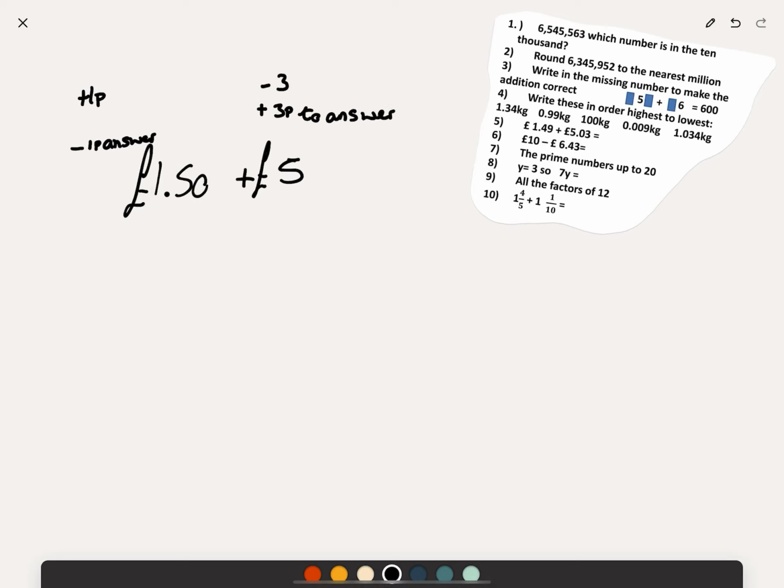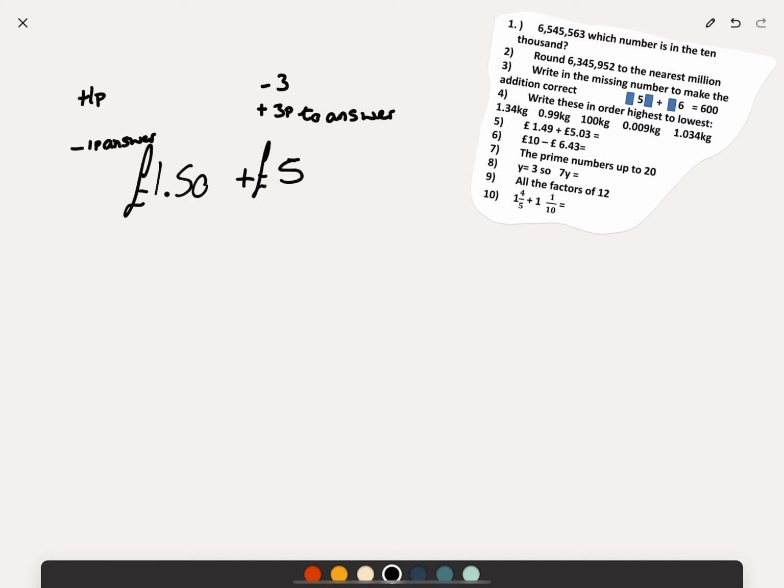So instead of £1.49, we're going to do £1.50, which means I've added 1p, which means I need to subtract 1p from the answer. Okay, and then I'm going to add that to £5, which I've subtracted 3p from, which means I need to add 3p to my answer. I'm hoping that makes sense, because £1.50 add £5 is so much easier to use than 49p and £5 and 3p. But I need to bear in mind what I've done to get it to £1.50 and £5 and undo it at the end.